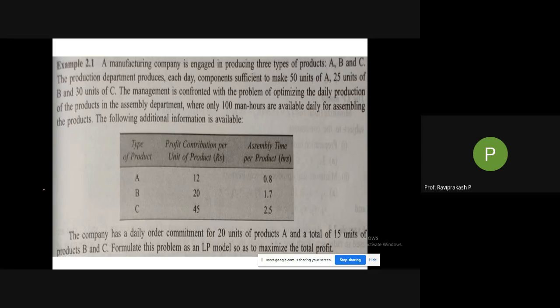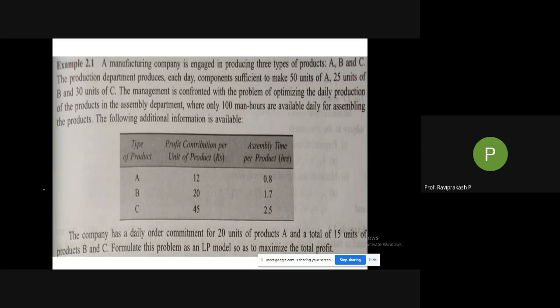So try for formulation. First read the problem once again. I'll give you around 10 minutes. It's a bigger problem. There are too many things given to you. Go through it. Mark what is important and where it is used. First check what is asked. What is the objective function? It is maximization, so the objective function is related to the profit of A, B, and C.